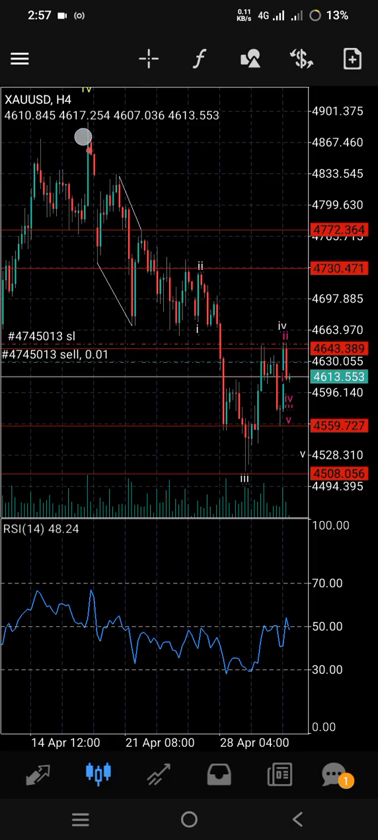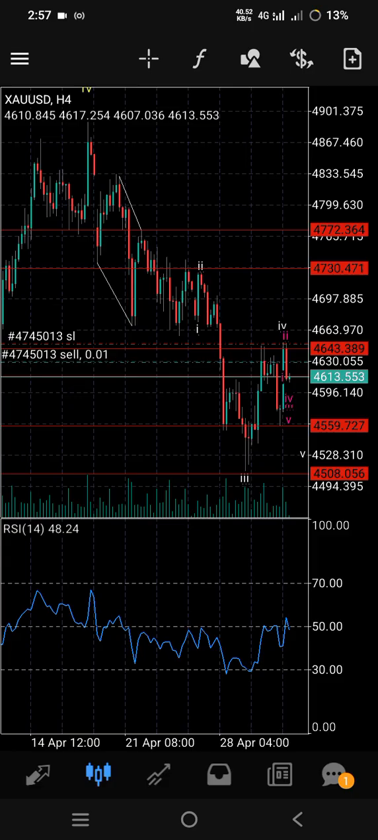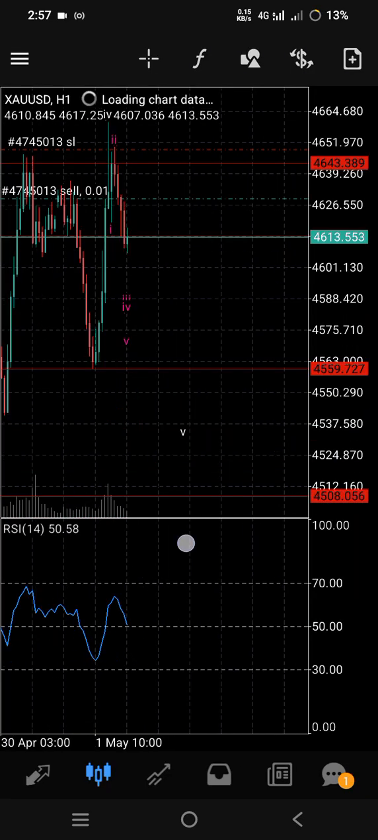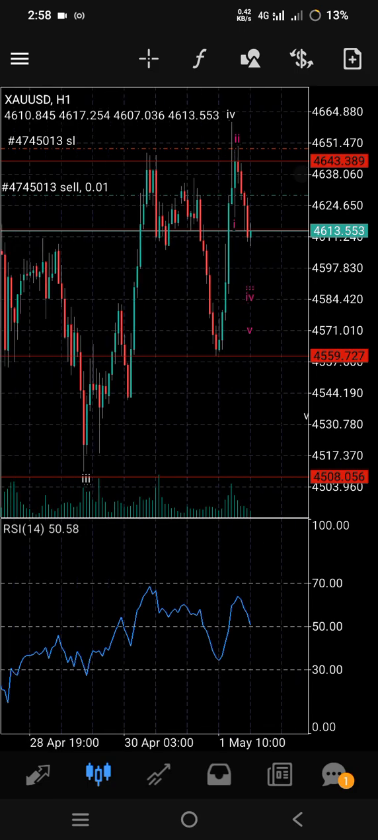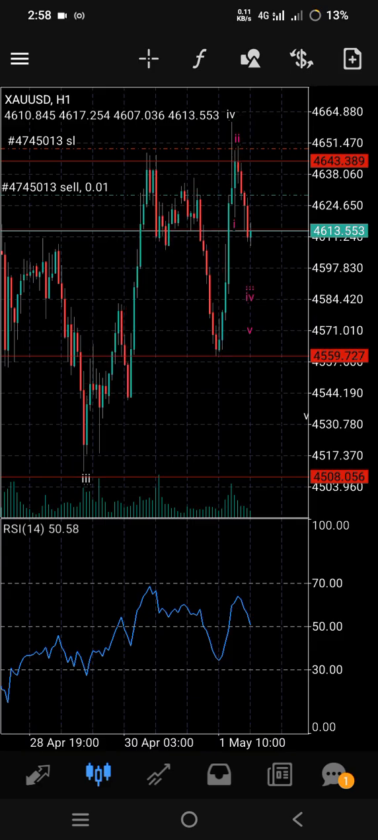I have a theory that this could be a 1 and then an ABC in the flat, maybe another 1, 2, and then another 1, 2. So there's a series of 1, 2s. There's also the idea that this could be a leading diagonal. So this is a 1, 2, another 1, 2. But we'll just have to wait and see. As for the correction, I took this as a flat and an ABC, ABC, and then a 5-wave move to the upside. So that's why I then placed a sell trade around these levels.